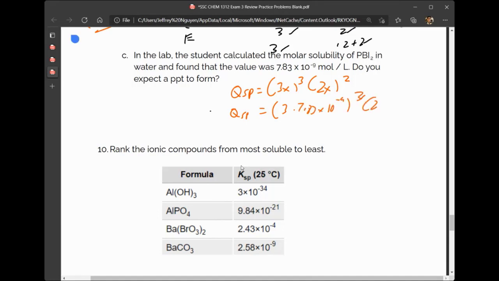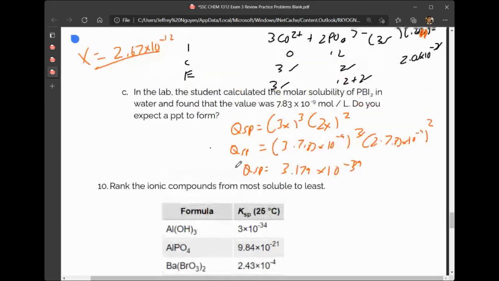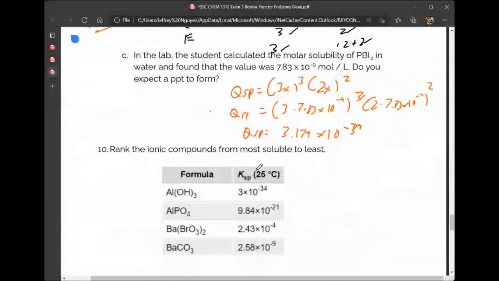And then 3 and then 2 times 7.83 times 10 to the power negative 9, squared. So when you calculate QSP, it's going to be 3.179 times 10 to the power of negative 19, I believe. Actually, I think it's 39. Okay, so it is a lot smaller. So QSP is greater than KSP, so therefore there is a precipitate at this point.